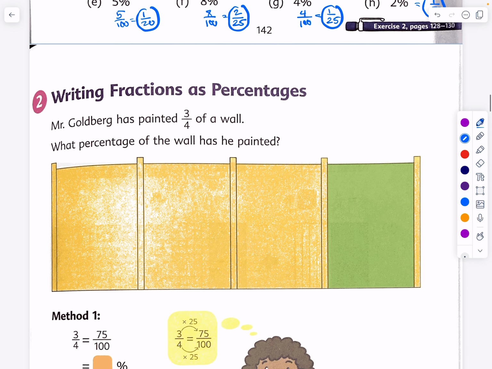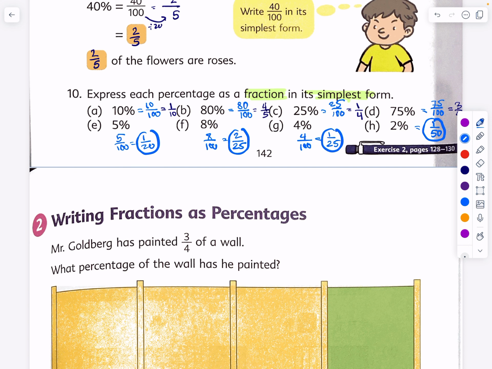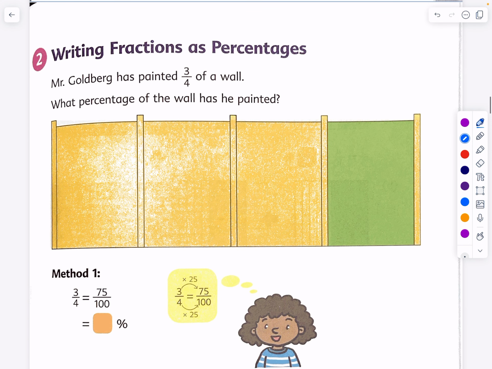Now, next, we are going to start with fractions and we're going to convert them to percentages. Remember, before, we started with percentages and converted them to fractions. Now we're going to go in the opposite way. We have fractions and we're going to convert them to percentages. Okay, 3/4 of the wall is yellow and 1/4 of the wall is green. How do we convert a fraction to a percentage?